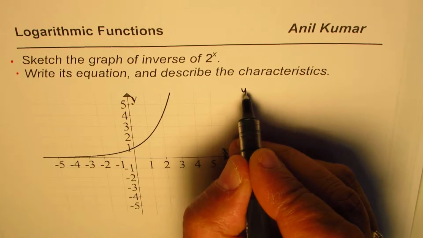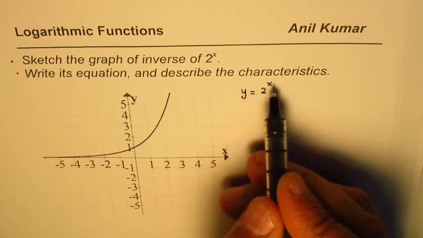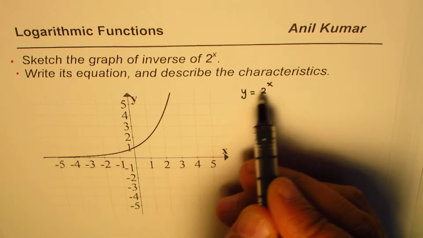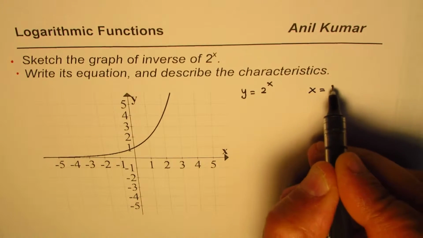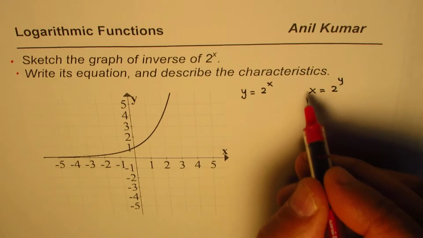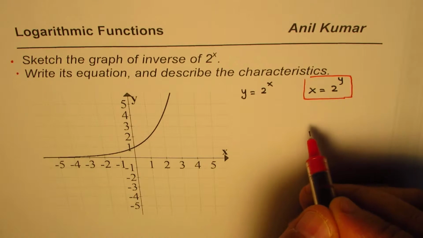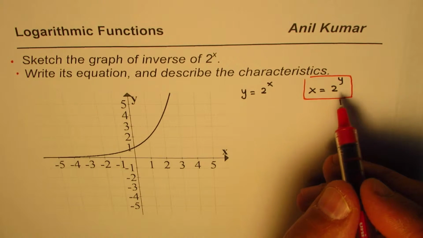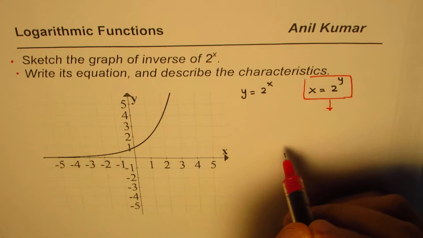We could write y equals 2 to the power of x. To find the inverse, we can switch or swap x and y. So when we do that, we get x equals 2 to the power of y. In exponential form, that is the inverse. But truly speaking, we need to isolate y.